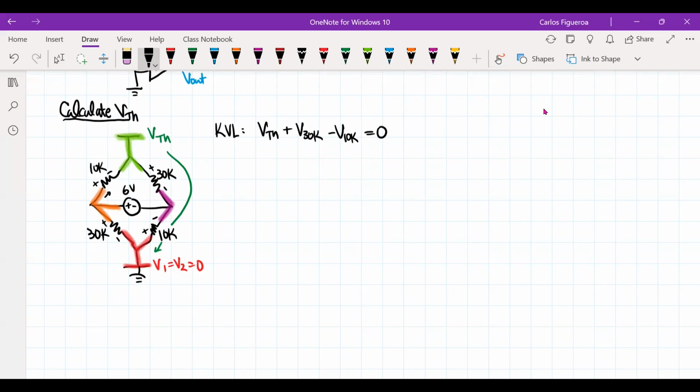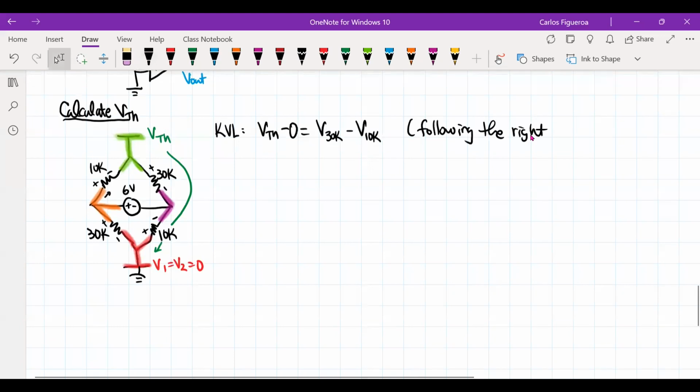So I know this must be the case right here. You know what? I think I have a sign error because I didn't do a complete loop. What it really should be is that VTH minus 0 should be the voltage across the 30K minus the voltage across the 10K. Okay, so again, this is following the right branch.